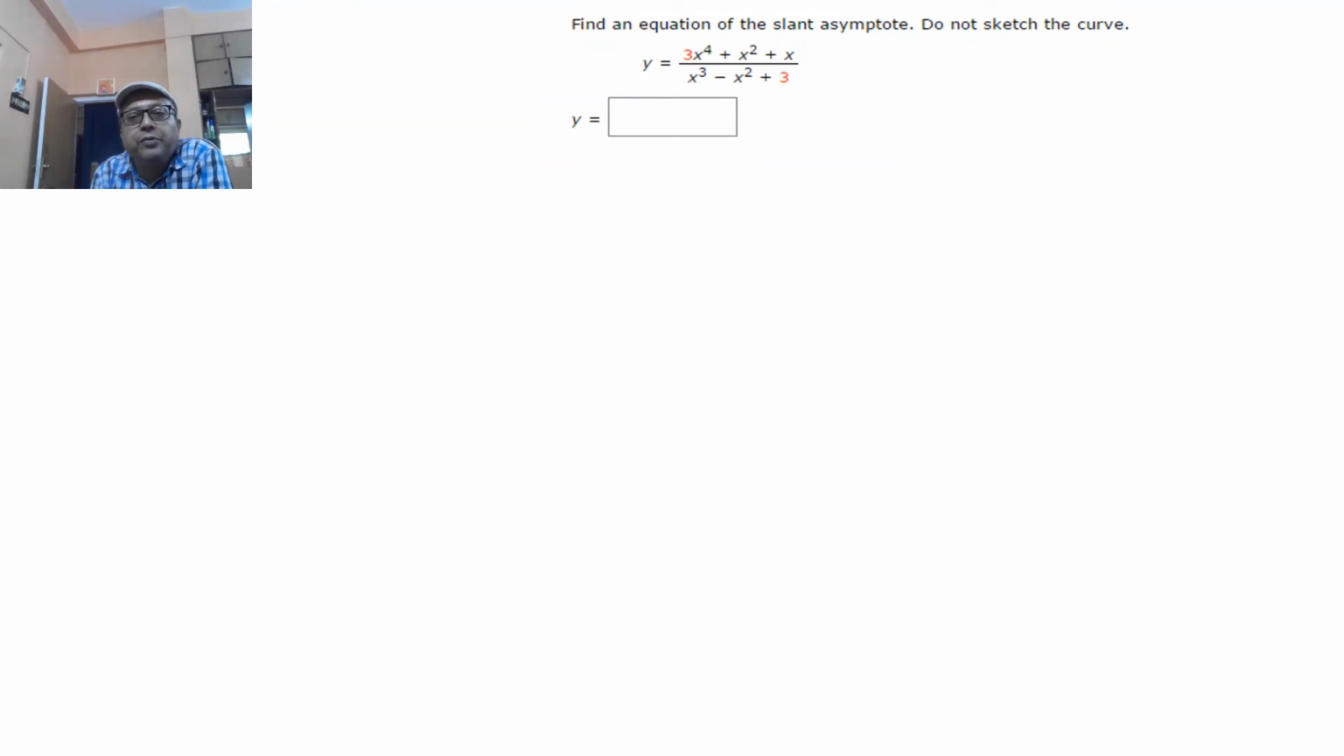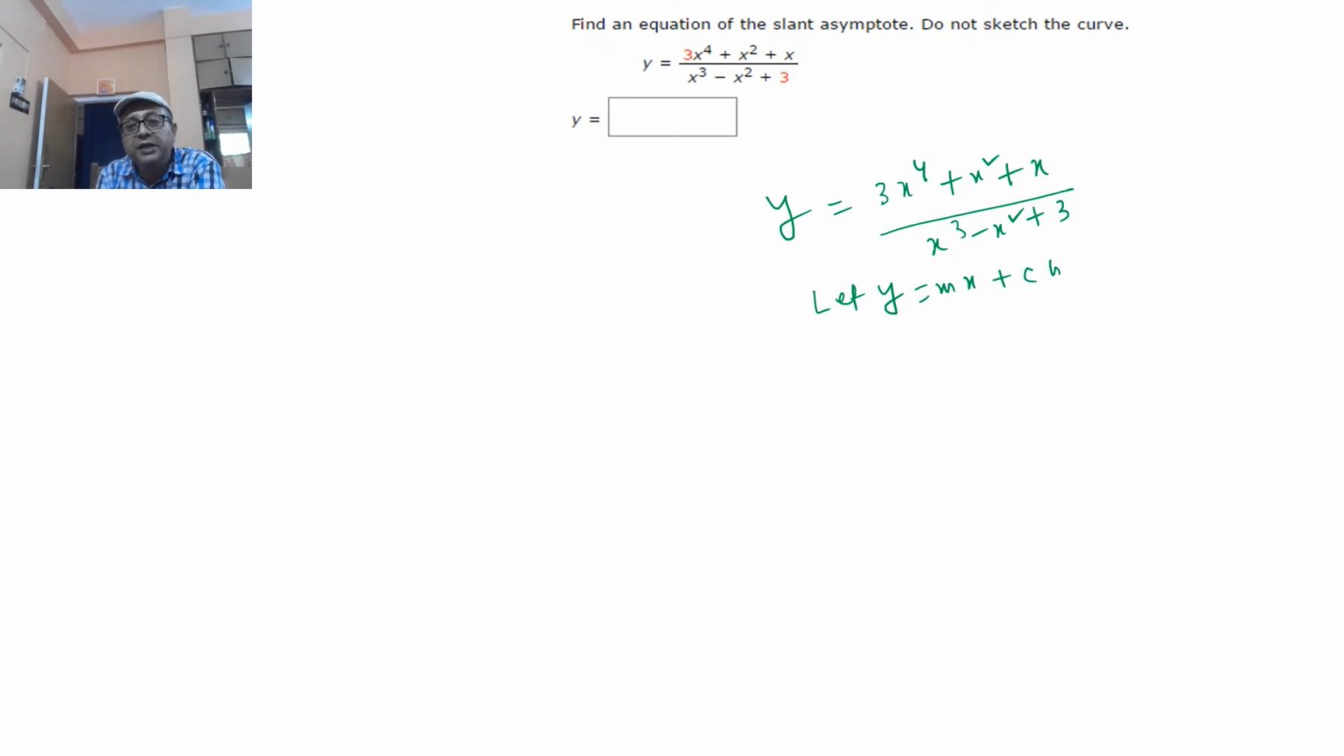This time I am going to calculate the equation of a slant asymptote or oblique asymptote for this curve, say y = (3x^4 + ...) divided by (...). For this curve, which I told you about earlier, the degree of x in the numerator is greater than the degree of x in the denominator, so this time an oblique asymptote exists. How? Let y = mx + c be the asymptote.